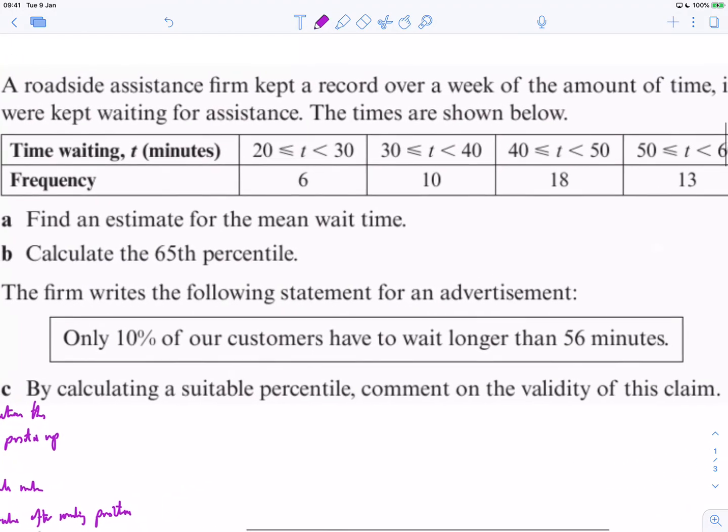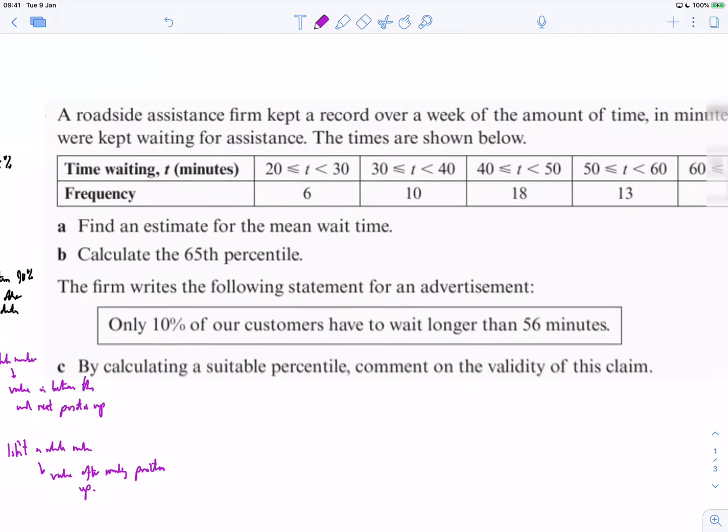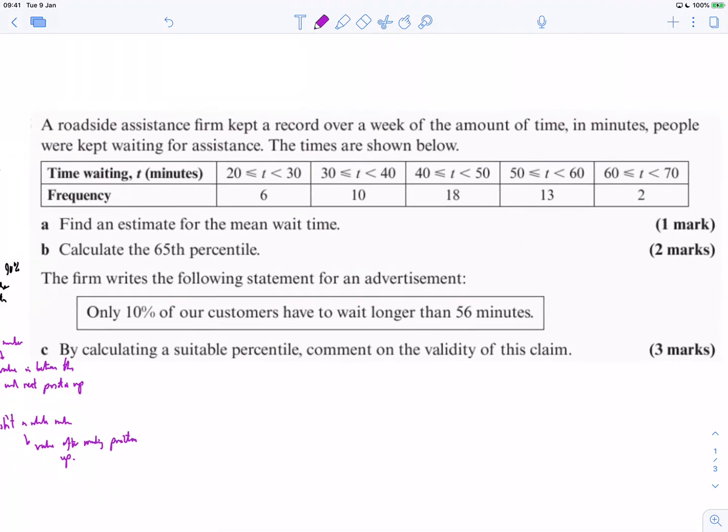So let's try an example. Again, pause the video should you want to. Pause it now, sorry, I've just hidden it. A roadside assistance firm kept a record over a week of the amount of time in minutes people were kept waiting for assistance. The times are shown below. Find an estimate for the mean wait time.